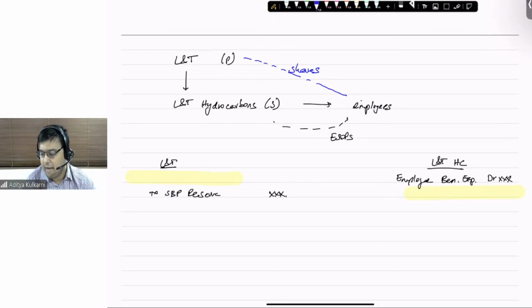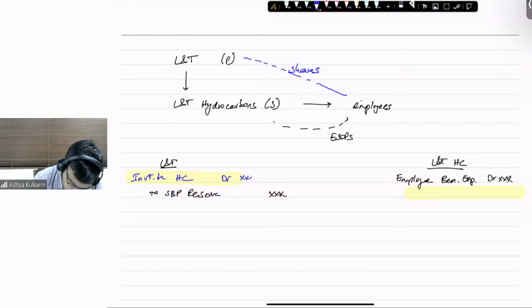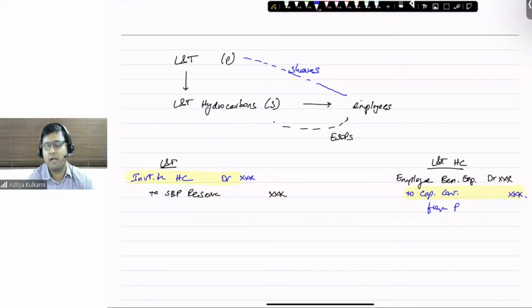So what will happen is, this is nothing but L&T making extra investment in the subsidiary. So for L&T, this is going to be nothing but investment in hydrocarbons debit. And what hydrocarbons will do? To capital contribution from parent. That's it. Sir, capital contribution means hydrocarbons is going to give shares to L&T?